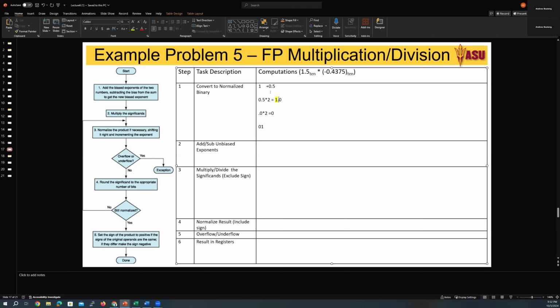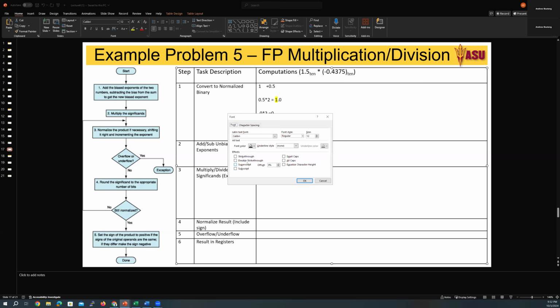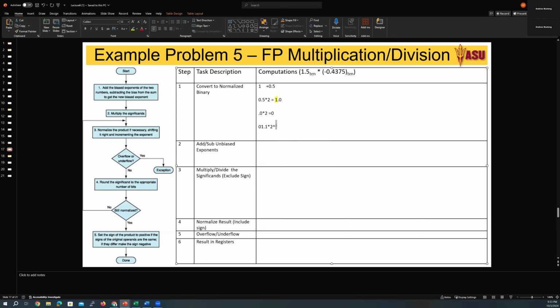So our binary representation for this is 0.1, which is 1.1 highlighted in green, but we want it in normalized form, so it's going to be 1.1 times 2 to the power 0. I can just make this power superscript. All right, so that is the 1.5 part.